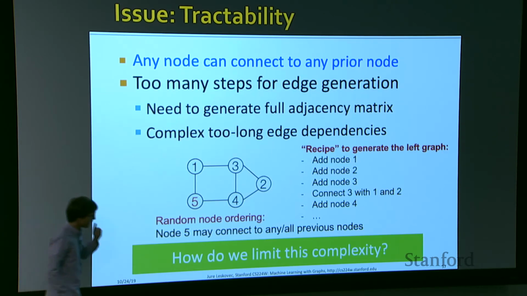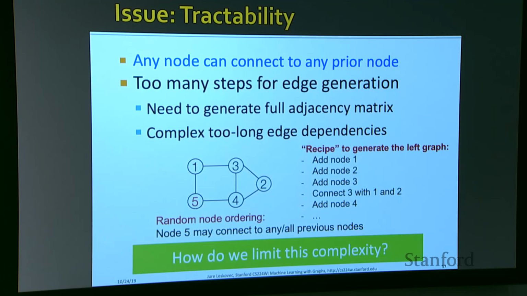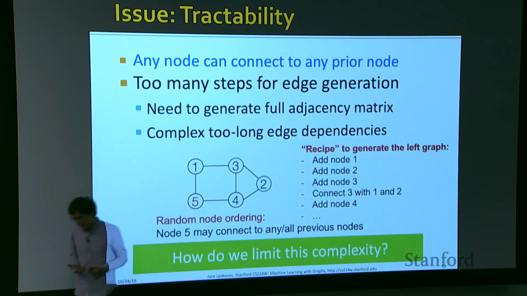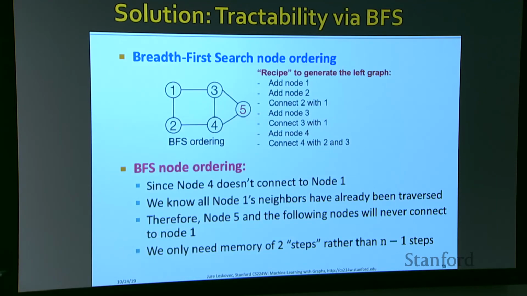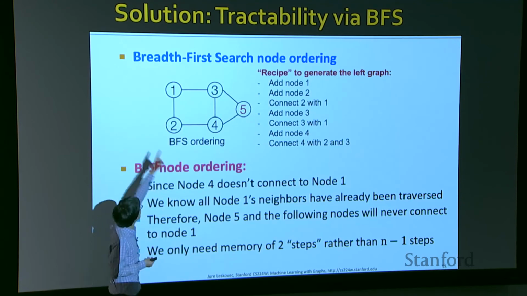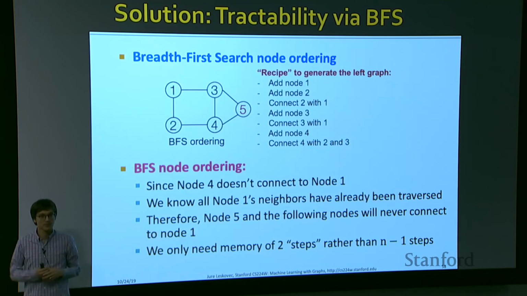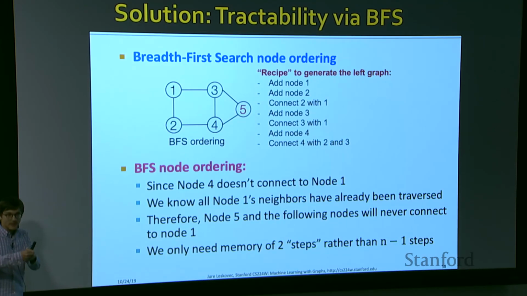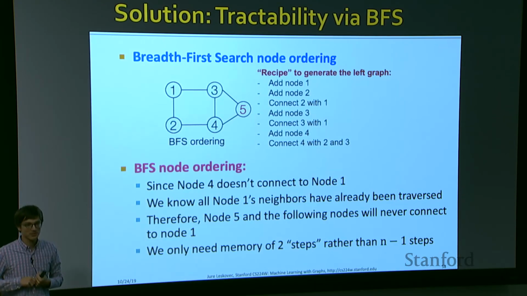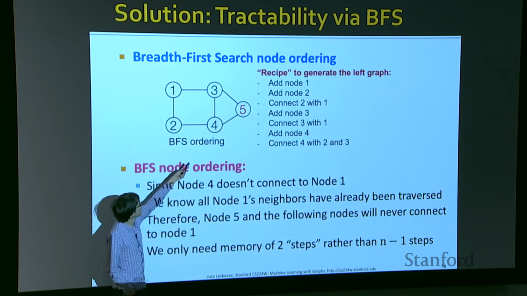So the question is, how do I limit this complexity? And the answer is, in some sense, amazingly simple, but also very profound. I can do what is called the breadth first search ordering of the nodes. I start at some node, and I take its immediate neighbors. And then I take neighbors of neighbors. This means that the IDs between the nodes that are connected will be as small as possible. So if I renumber the nodes this way, then I have to remember much less.